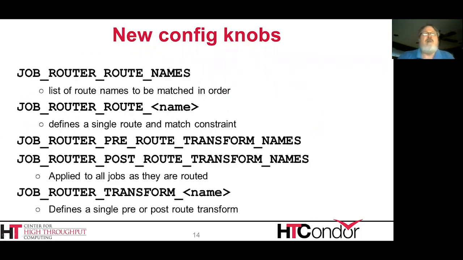The new config knobs, we have a list of names. This is just the names of the routes, and that tells us which job router route knobs to load. Each of those will have a single route in it. And then we have two lists for the pre and post route transforms, and those will be referring to the knob's job router transform name.